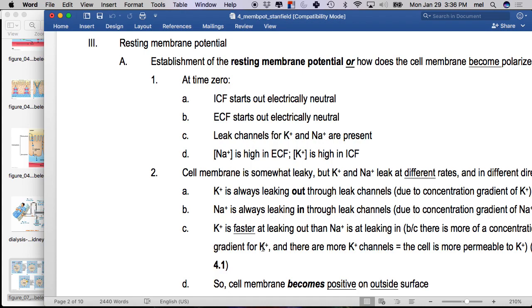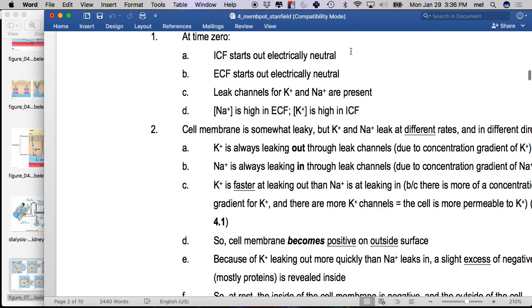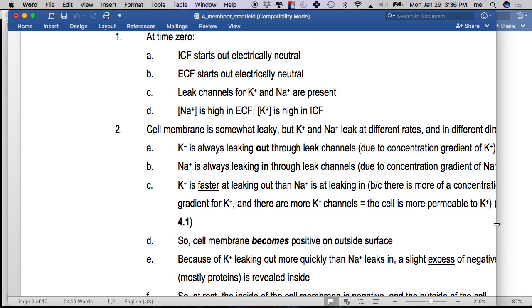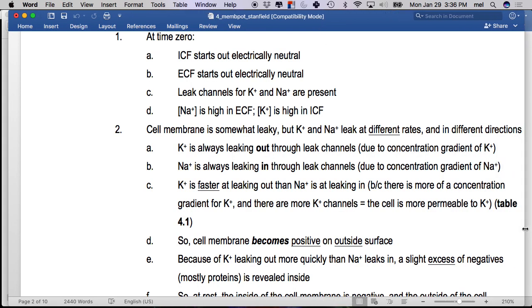You with me? Okay. And then I stick in just leak channels. I have not gotten a charge yet, right? I'm telling the beginning of the story. Stick in just leak channels and then acknowledge that initially, of course, the cell membrane is more permeable to which ion? Potassium initially. So we stick in leak channels. The cell membrane is leaky, but sodium and potassium leak at different rates and in different directions. So potassium always leaks out when given the opportunity, and sodium always leaks in.